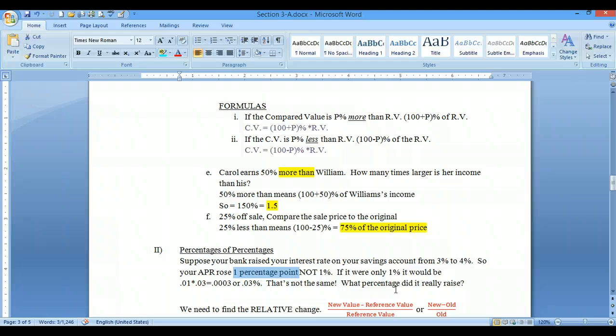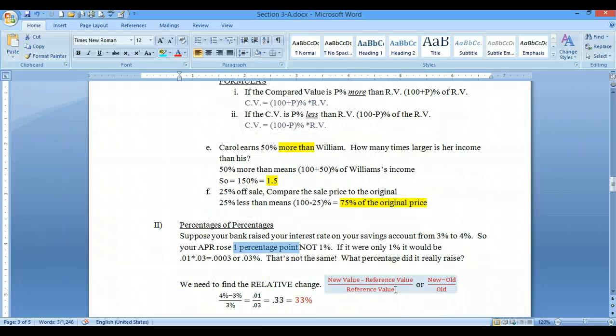So let's find the relative change of what we went from, 3% to 4%. So the relative change, remember relative means percent: the new value minus the reference value, over the reference value. My new percent is 4%. The reference value is the starting number, 3%, and then divided by the reference value, or the old number, 3%. Or you can think of it as new minus old over old.